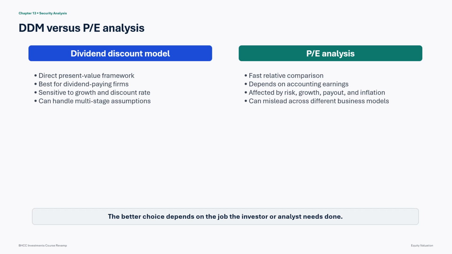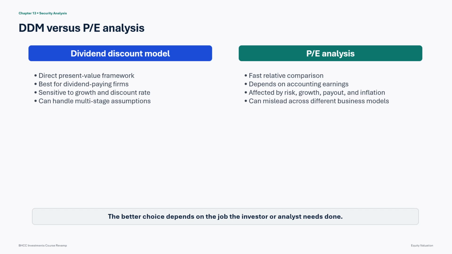It combines assumptions about growth, risk, payout, accounting quality, and capital intensity into one number. A high PE ratio does not automatically mean overvalued. It may reflect high expected growth, durable margins, strong returns on capital, low financial risk, or unusually valuable growth opportunities. A low PE ratio does not automatically mean cheap. It may reflect declining earnings, cyclicality, leverage, poor governance, or a business model the market expects to deteriorate.